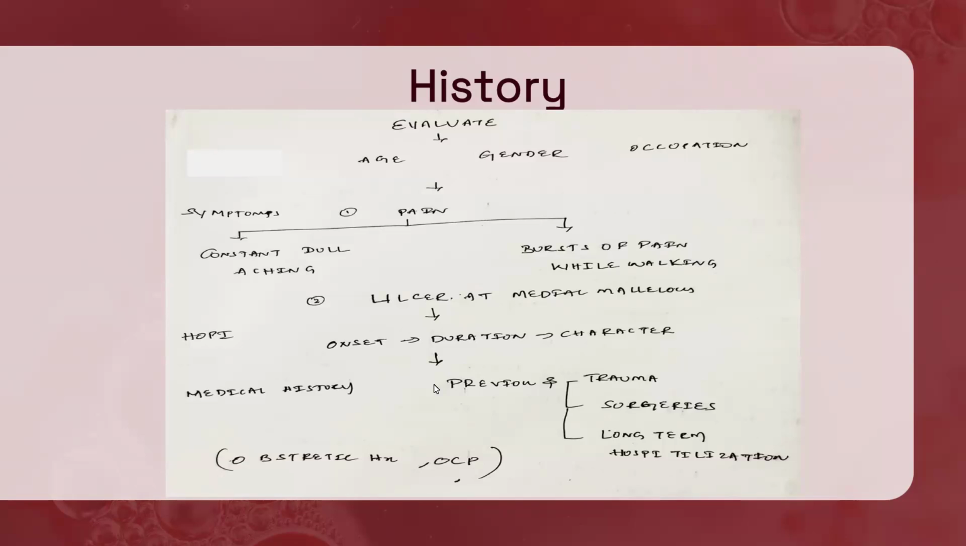And strenuous occupations, although there are no proper studies which have been made, but the occupations which are strenuous have a more propensity towards varicose veins. When a patient comes with symptoms of constant dull aching pain, it will point more towards varicose vein, while bursts of pain while walking will denote more towards deep vein thrombosis. And obviously an ulcer at the gaiter area, which is more at the medial malleolus, the part where most of the venous ulcers are. We have to evaluate accordingly.